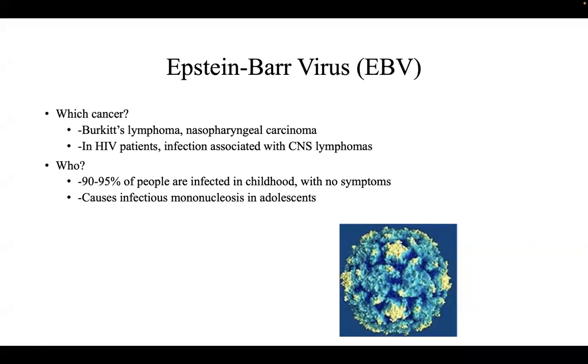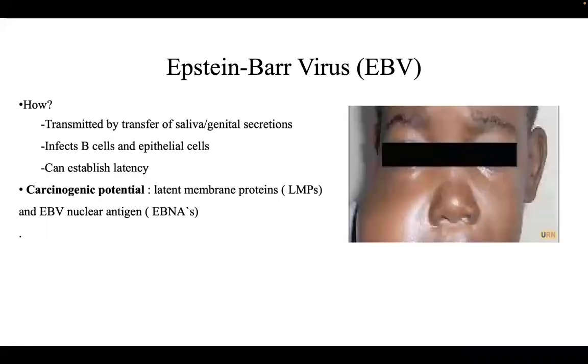So Epstein-Barr virus causes Burkitt's lymphoma or nasopharyngeal carcinoma. And in HIV patients, the infection is usually associated with CNS lymphomas. And 90 to 95% of people get infected in childhood with no symptoms. EBV causes infectious mononucleosis in adolescents, which has self-limiting symptoms. At this stage, it barely causes cancer.